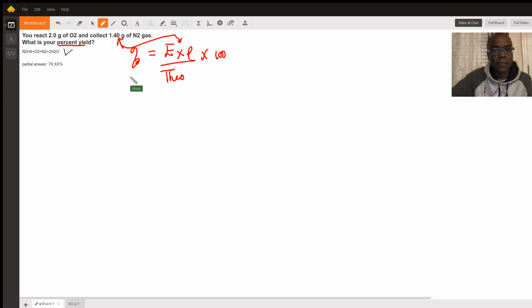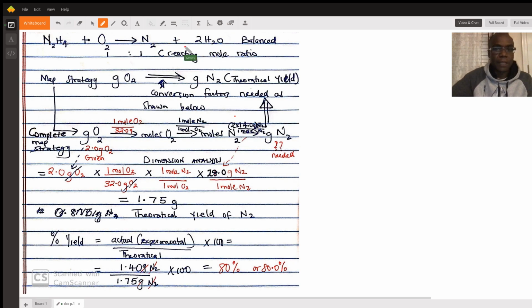Okay, so you're given the equation. Make sure your equation is balanced. I checked, it's balanced, and because our concern is oxygen and nitrogen gas, we have to make sure we know how the reacting ratios come by. So 1 mole of oxygen will always give you 1 mole of nitrogen from N2H4.